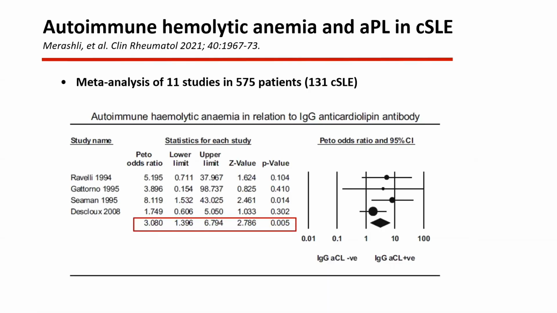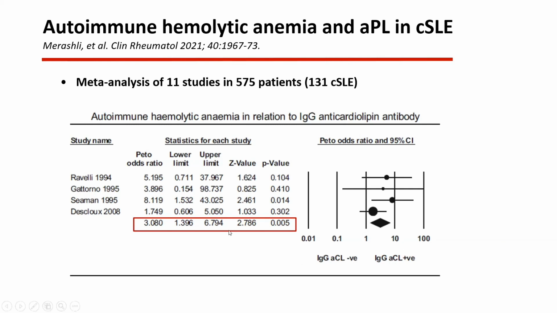So in the clinical manifestations, I showed you the association with thrombosis and the association with neuropsychiatric manifestations, particularly cerebrovascular accidents and chorea. The last clinical manifestation that I would like to present is hematological manifestations, and particularly autoimmune hemolytic anemia and antiphospholipid antibodies in children with SLE. This is a nice meta-analysis of 11 studies in more than 575 patients. Among those were 131 patients with childhood onset SLE.